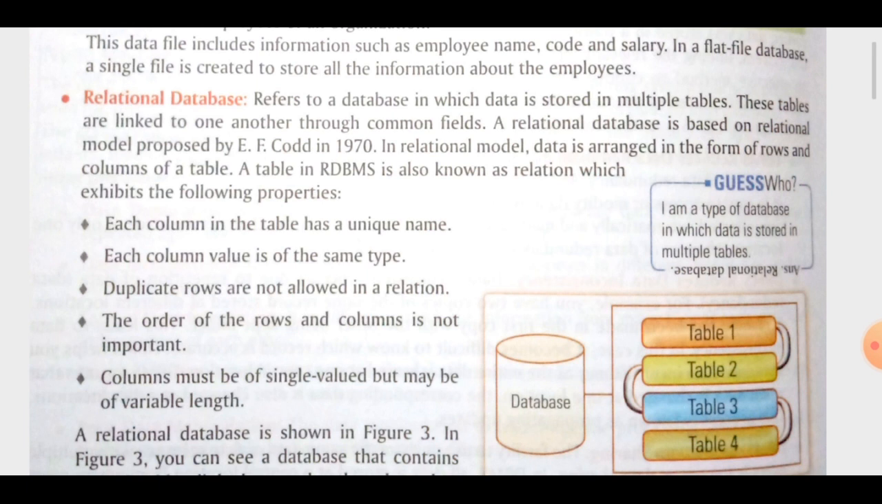The first one is the flat file database, in which you cannot create the relationship among the tables, and the second one is the relational database management system, in which you can create a relation among the tables.